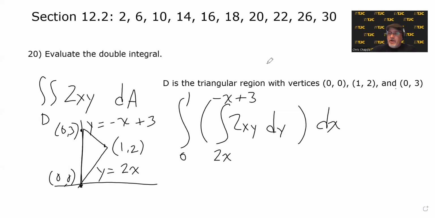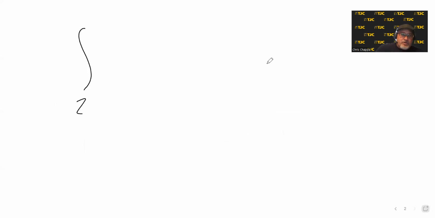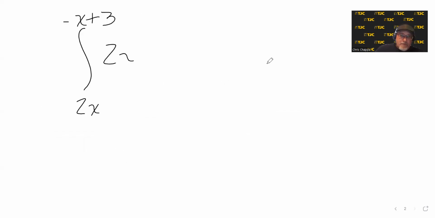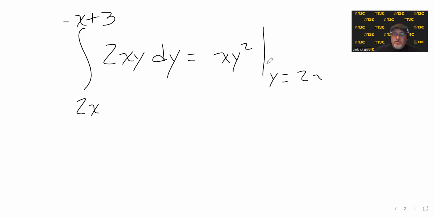All right, let's do the dy integral first. The integral from 2x to negative x plus 3 of our integrand, 2xy, and we're doing the dy integral. With respect to y, the integral of 2xy is 2x times 1/2 y squared, but of course, 2 times 1/2 is 1, so it's x y squared. This is going from y equals 2x to y equals negative x plus 3.